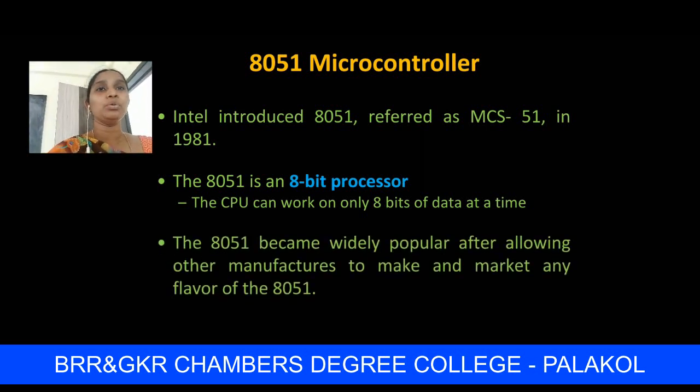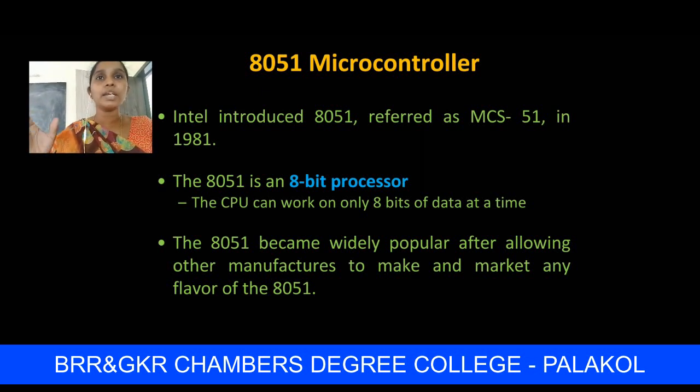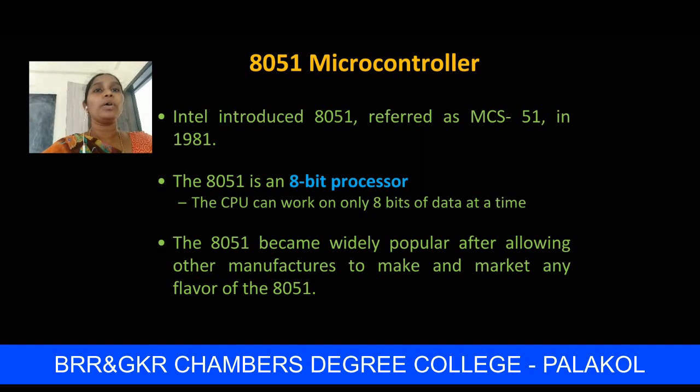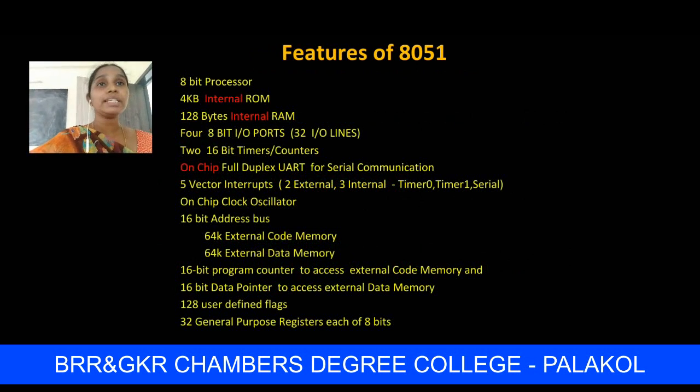The 8051 became widely popular after Intel allowed other manufacturers to make their own flavors of the 8051. So the 8051 is very popular in the market. Why? Because Intel used RISC technology, and RISC means reduced instruction set computing. That is why it is very popular. These are some of the features of the 8051 microcontroller.